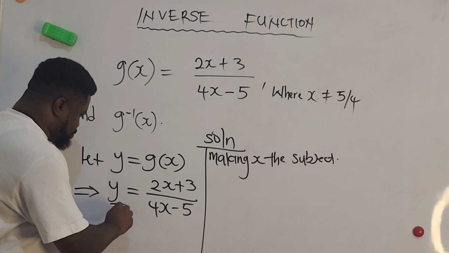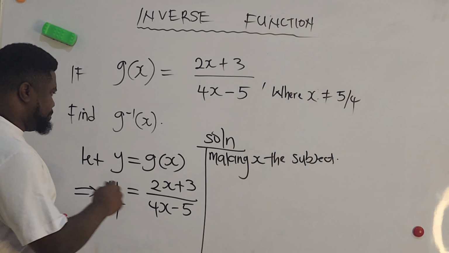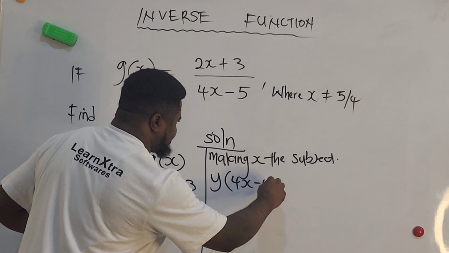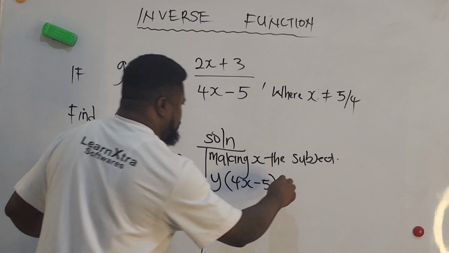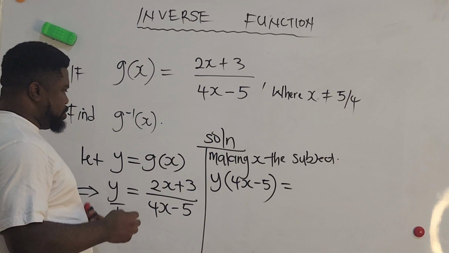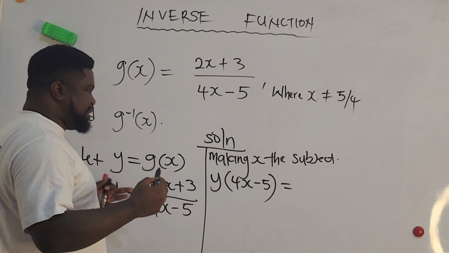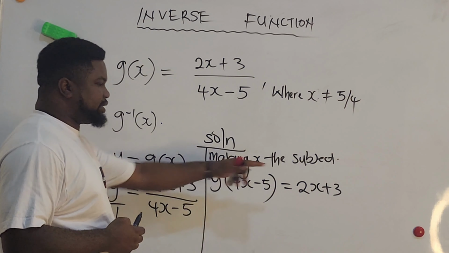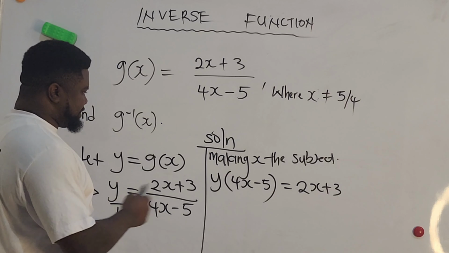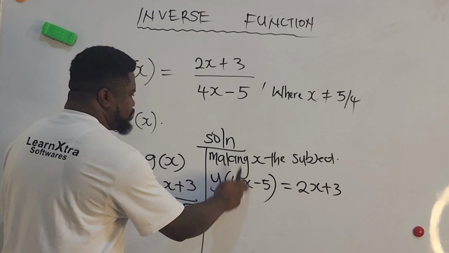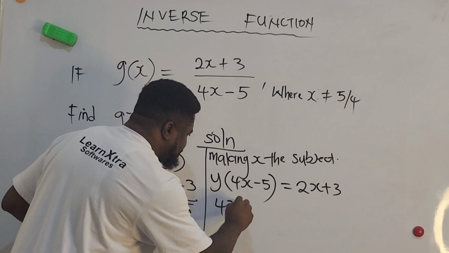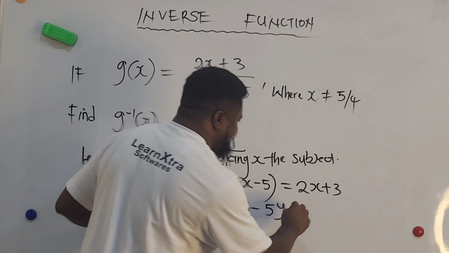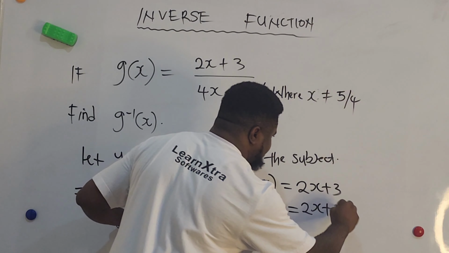We start by cross multiplying. That will be y will go into 4x minus 5 and 1 will go into 2x plus 3. 2x plus 3 times 1 is the same thing as 2x plus 3. So let's distribute y into this, and we'll have 4xy minus 5y is equal to 2x plus 3.